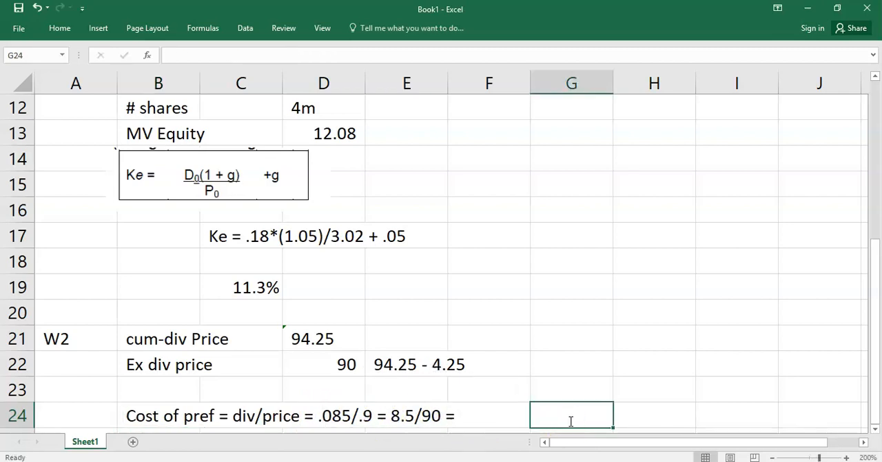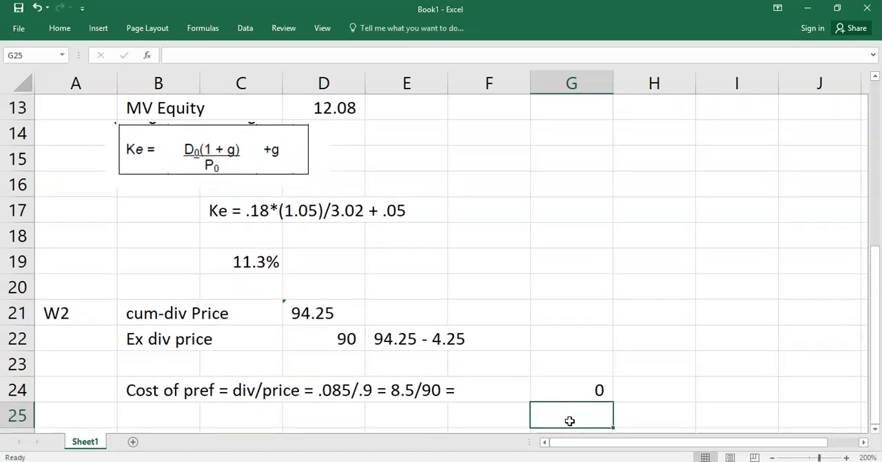So that means the cost there, and I'll put that in percentages. You don't adjust the preference share for tax because dividends on preference shares are not tax deductible. And the cost of your preference there, you can go to 2 decimals if you want, I'll just go to 1, is 9.4%. The dividend over the adjusted price.